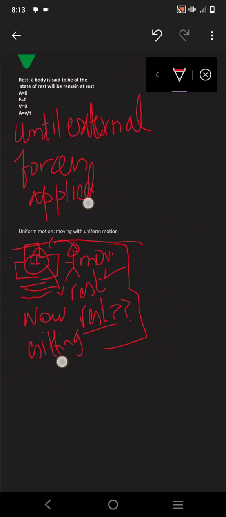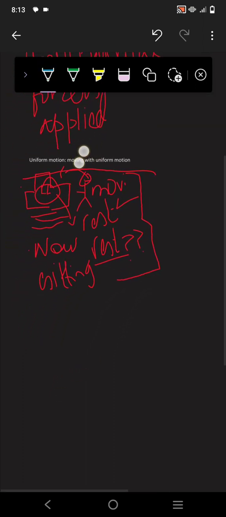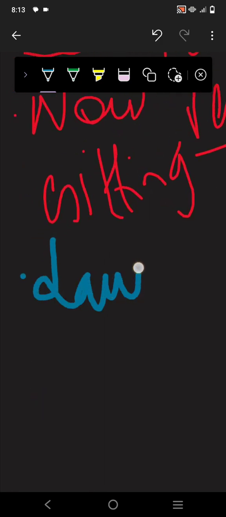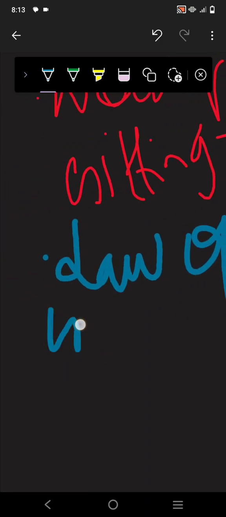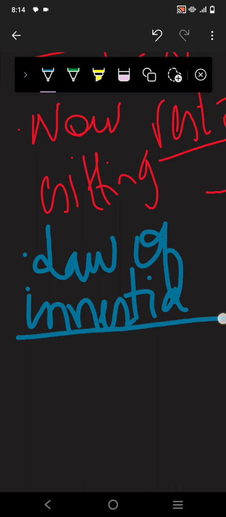Let me tell you a few more points about this law. This law is also known as the law of inertia, because it gives the definition of force. Inertia is a quantity of matter or mass. A body that has mass will have inertia. So this law is also known as the law of inertia.